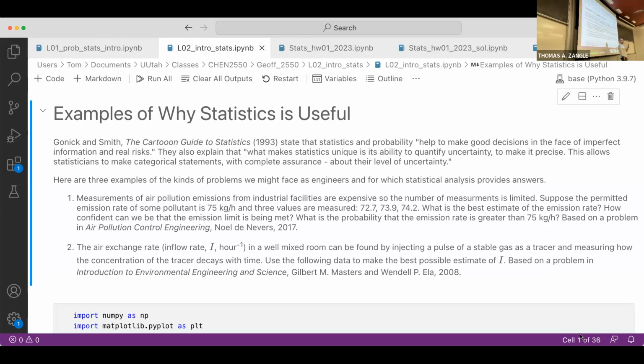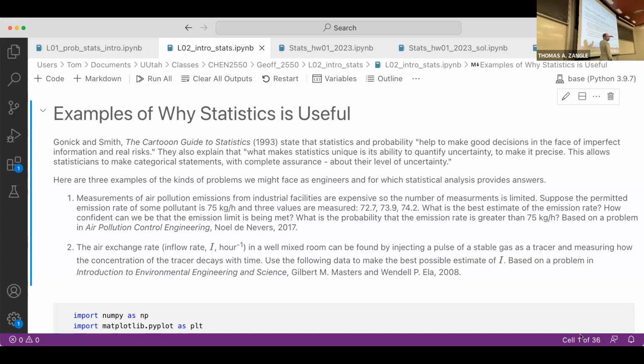limited by time or money or other resources, like people available to go take that data. And so we generally have limited data to work with. So let's say that we have the permitted emission rate of some pollutant of 75 kilograms per hour, and our team goes in and measures 3 values, 72.7, 73.9, 74.2.